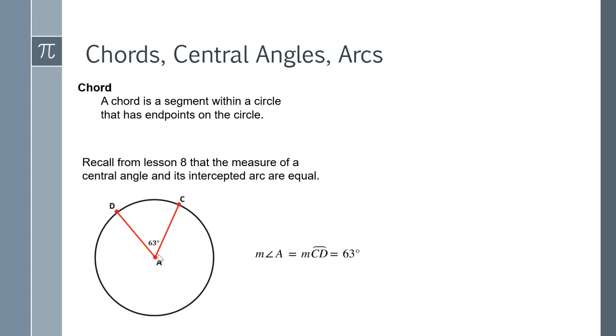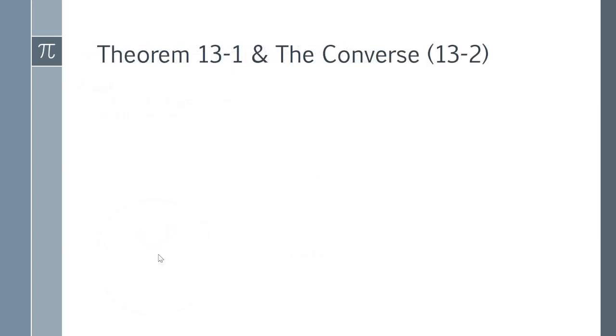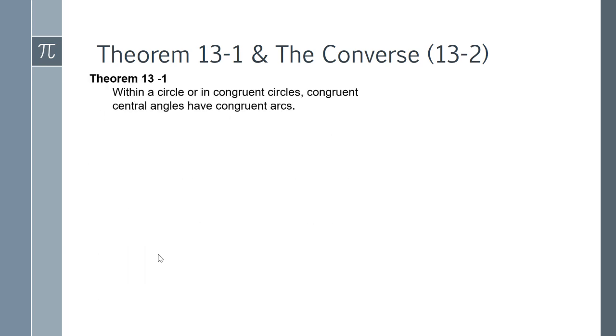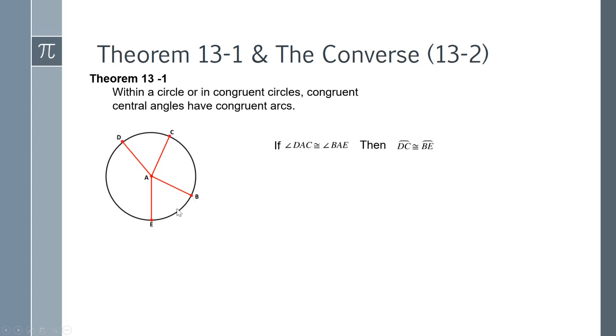So those are things you've got to understand in order to be successful with some of these theorems that we're going to look at. So here are the first theorems that we're going to look at, Theorem 13.1 and its converse. So within a circle or any congruent circles, congruent central angles have congruent arcs. So here is a picture of this situation. So it says that congruent central angles, in other words, if this angle is congruent to this angle, then these arcs have the same measure as well. They're congruent. So if angle DAC is congruent to angle BAE, then the arcs that they have in common, arc DC is congruent to arc BE.